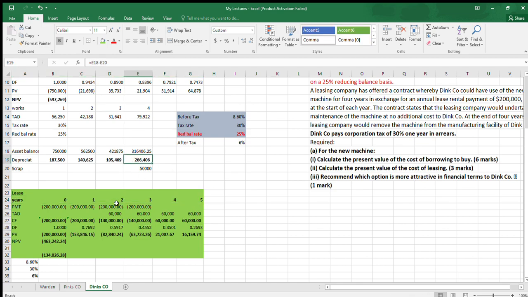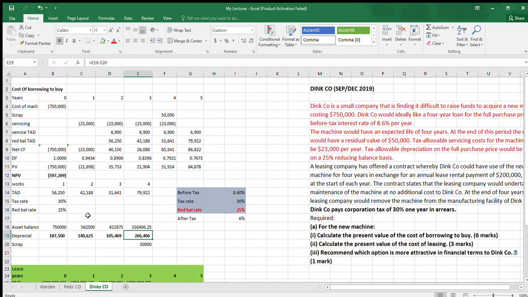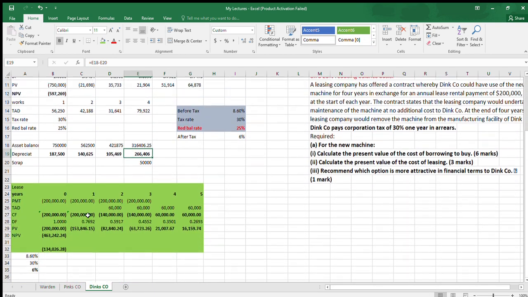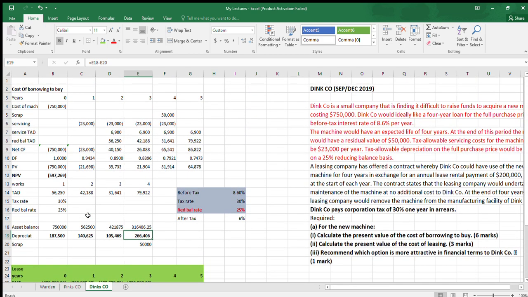So that's all about the borrowing and the leasing. In my next lecture, I will touch on the equivalent annual cost, EAC.